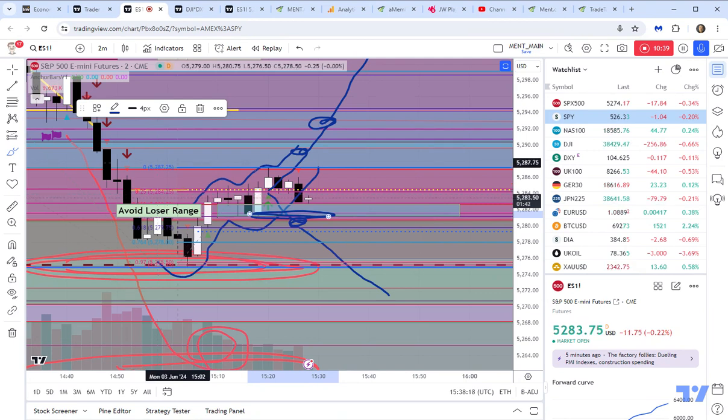Okay, so now we have this bearish anchor bar. Okay, so that becomes very important again. So now our avoid loser range, I'm going to come in here and do this.